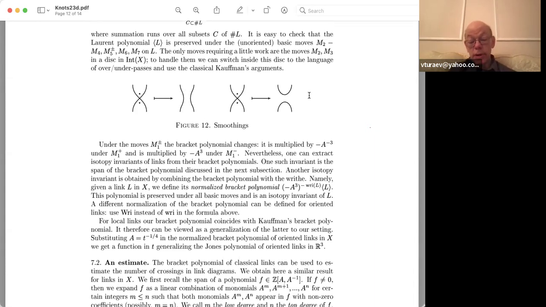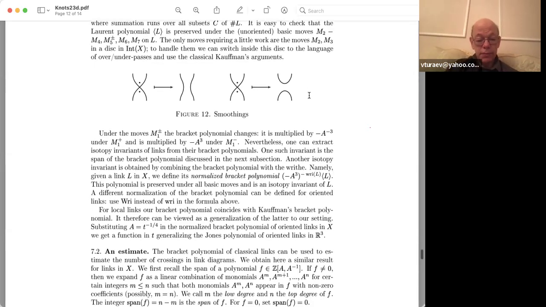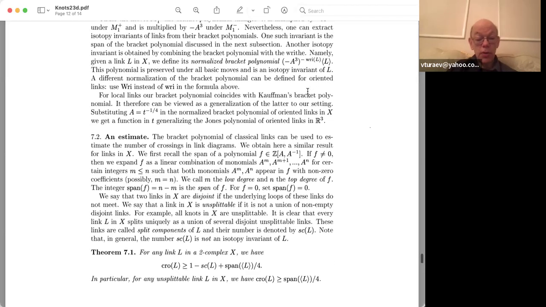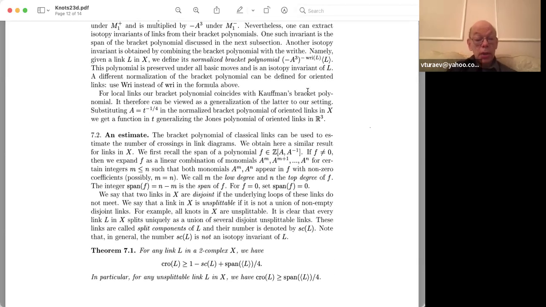So it is not invariant, but we can normalize it using those writhes which I described before, which are just sums of all signs at all crossings. And then we get a normalized bracket polynomial, which is an isotopy invariant of our knots. Now here, some results.